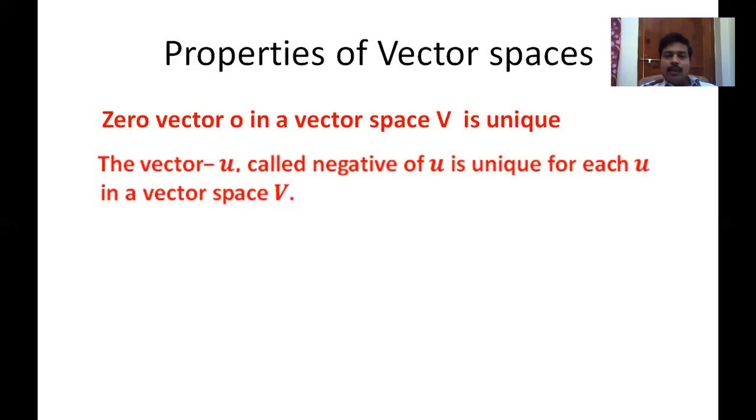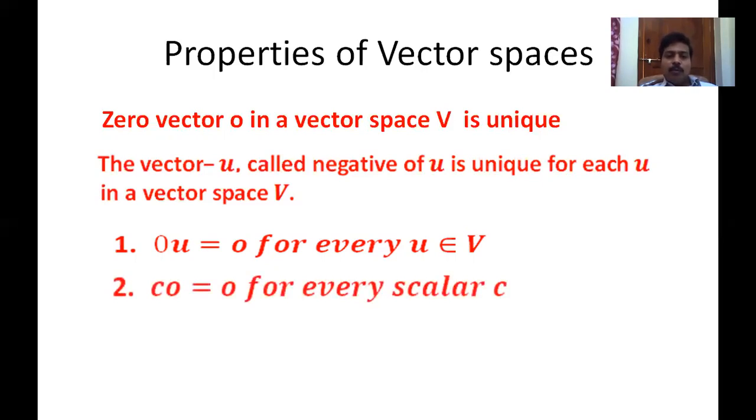There must be only one zero vector in each vector space. And the second one is the negative for each vector u is also unique in a vector space. You can't get two negatives for a single vector. Negatives must also be unique. And later we'll prove some of the properties. That is 0u is equal to O for every u belongs to V. 0 is the scalar. If you multiply any vector of the vector space with 0, you will get the zero vector of the space. That is the first property.